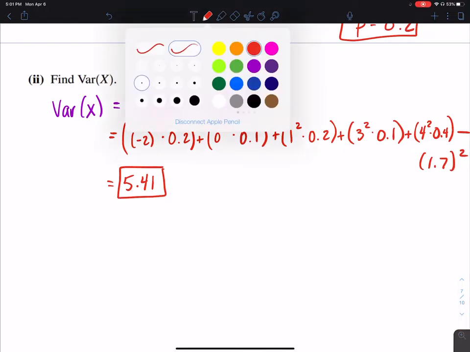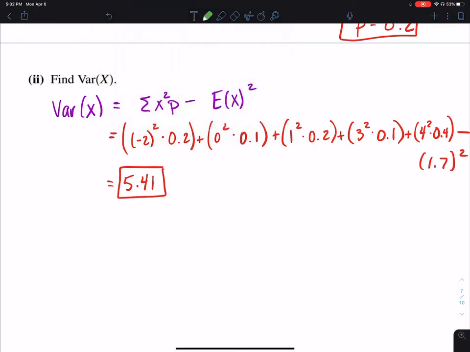Now, if this question asked you to find the standard deviation, let's say, of X, then all you would have to do is take the square root of 5.41, and then that would be your standard deviation. So if ever asked about that, that's how you would find it. I hope that helps.